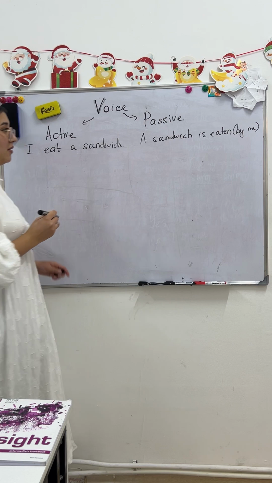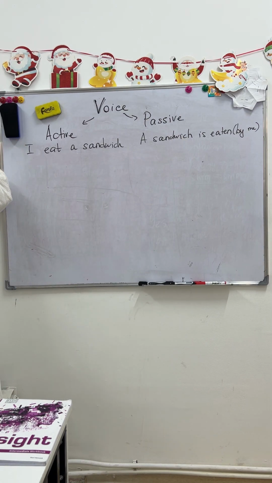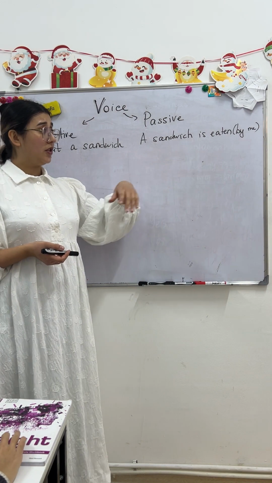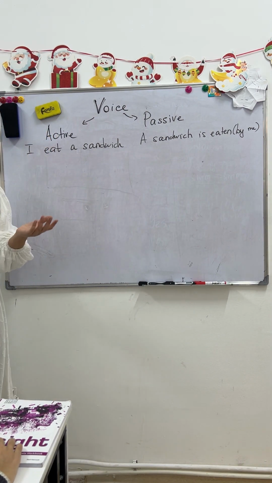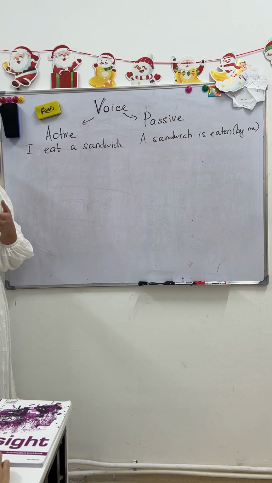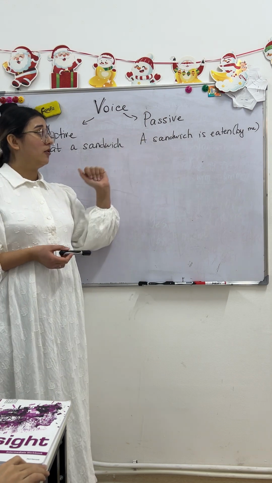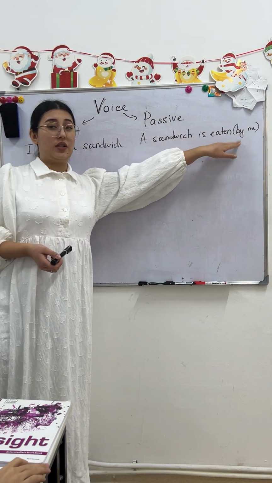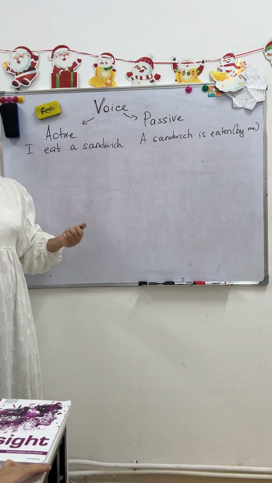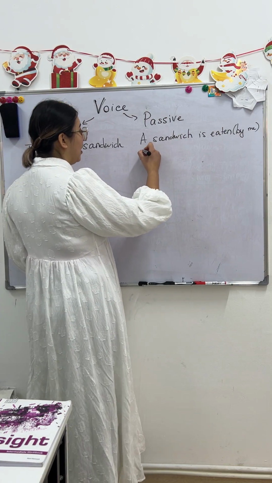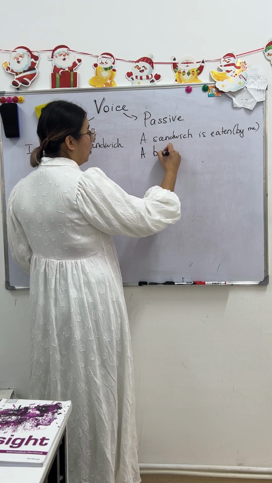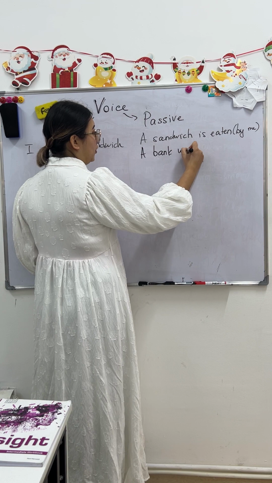So you need passive voice in situations when it may not be important who does the action. A sandwich is eaten, and no matter who eats it, me or some other person. Or you can use passive voice when the actor who does the action is very clear. For example, a bank was robbed.